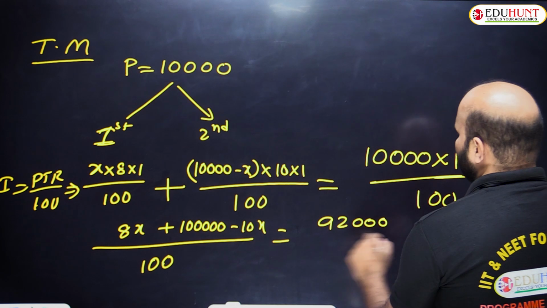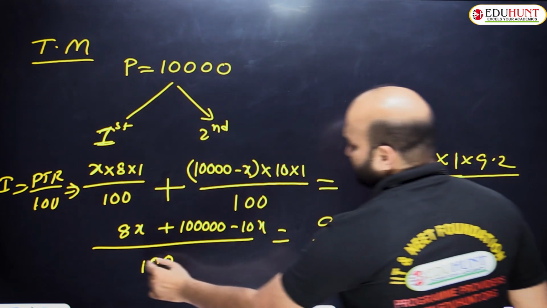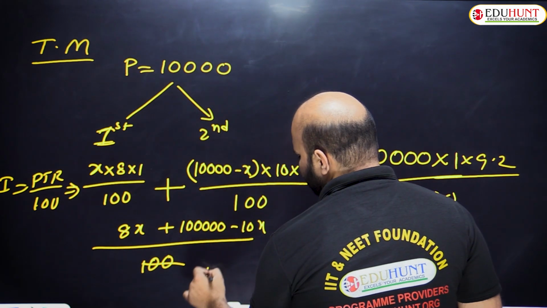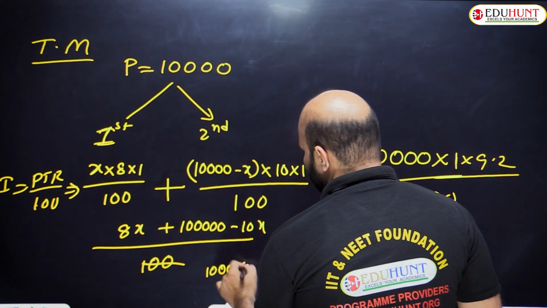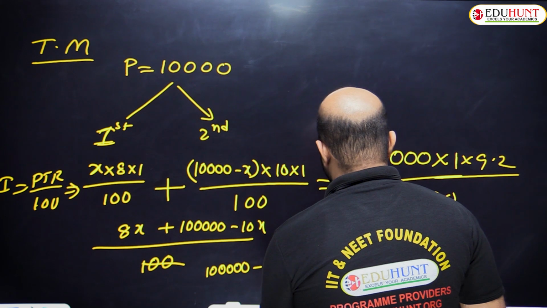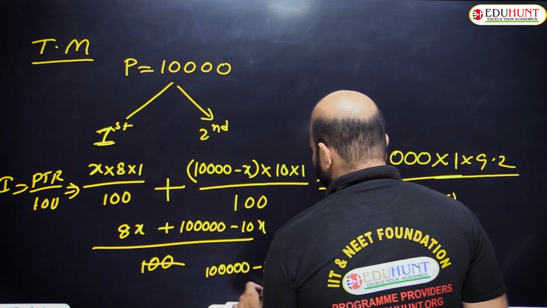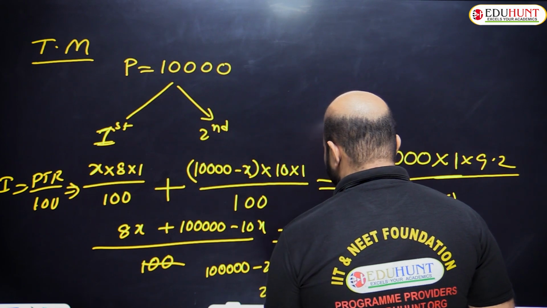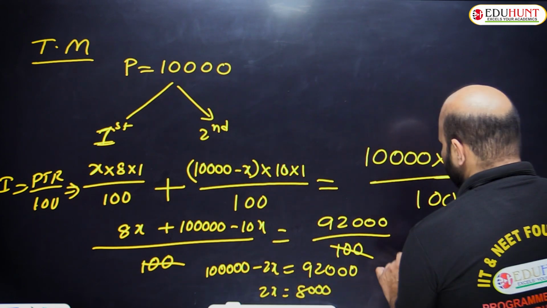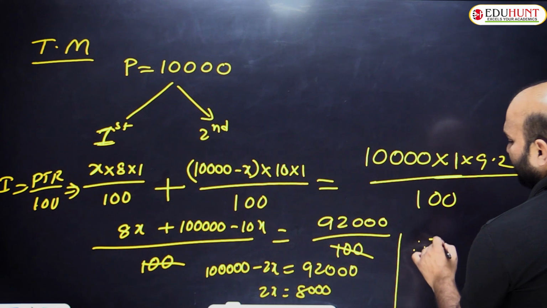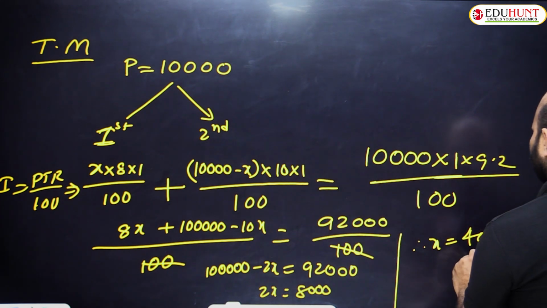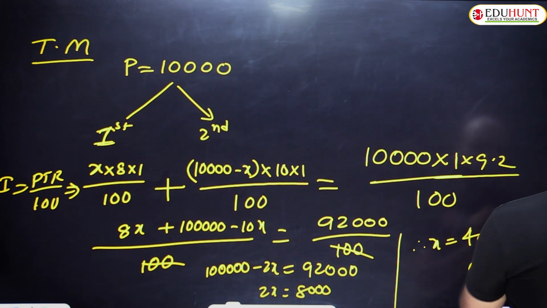92,000 by 100 cancels, so it can be written as 1 lakh minus 2x equal to 92,000. Therefore 2x equals 1 lakh minus 92,000, how much difference? 8,000. Therefore x equals 8,000 by 2, that is 4,000. That is the first part. The first part is 4,000, and the second part is the remaining 6,000, the rest of the money.